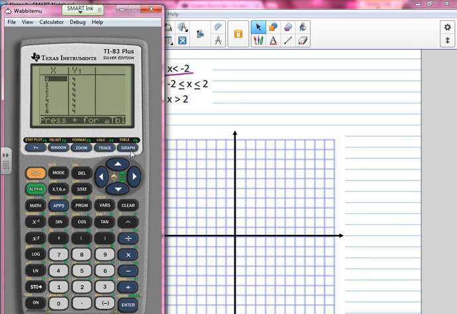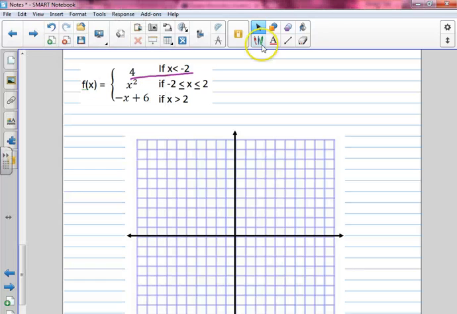My first x in my constraint is negative 2. So I need to look at negative 2. So I arrow until I see negative 2. The y value that goes with negative 2 is 4. So I'm going to graph negative 2, 4. So I go over 2 and up 4. And it's going to be an open circle because it does not have an or equal to symbol.